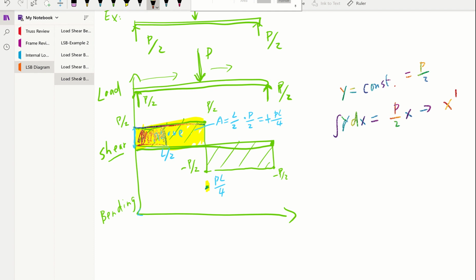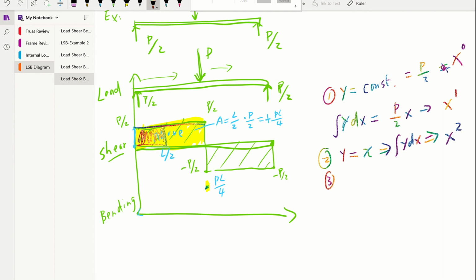Now let's think about another scenario, which does not apply for this problem. However, you will see it very soon. When this y has not a constant value, it's going to be x. A constant value is x to the power of 0, right? Here I mean the power is 0. And for the second scenario, if y is equal to x, what is going to be your integration of y? It's going to give us power of 2.